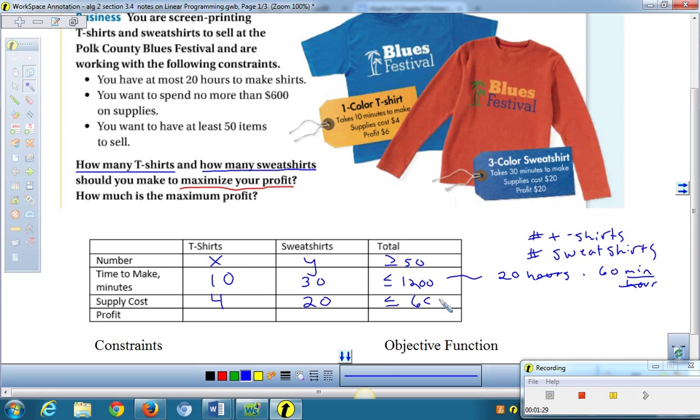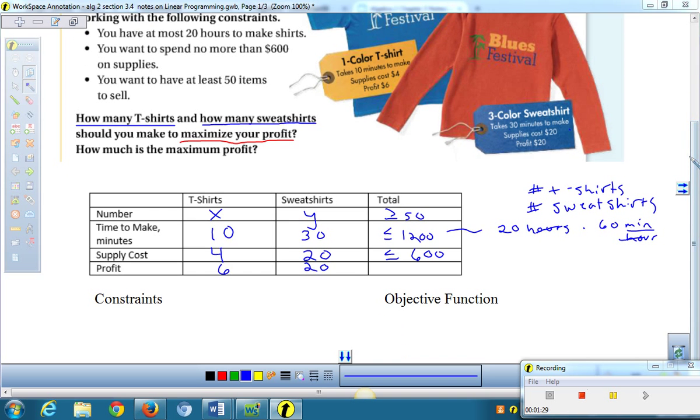Okay, how much is the maximum profit? So we need to know how much profit we make on a t-shirt and how much profit we make on a sweatshirt. Profit for the t-shirt is $6. Profit for the sweatshirt is $20. Okay? So this table was not given in this problem. I just made this table to organize the information. It will be helpful for you to organize the information in that way. So now, based on this table, we're going to write our constraints and our objective function.